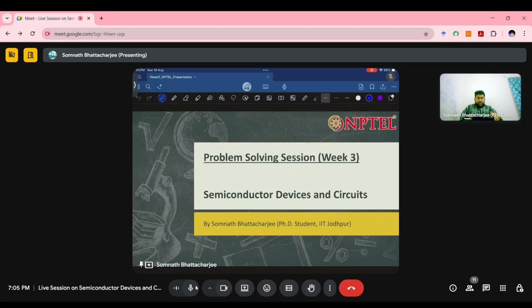Yeah, so we'll start with today's session. As you all know, this is the problem solving session. Just a second. I guess everyone can hear me. Yeah, so this is the problem solving session, week 3 of the course titled Semiconductor Devices and Circuits.